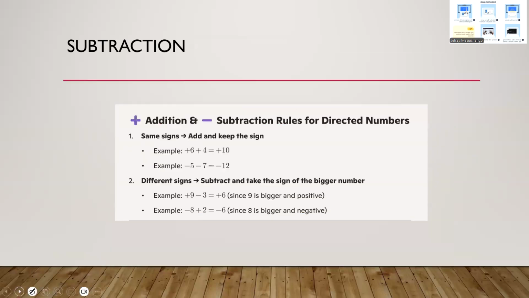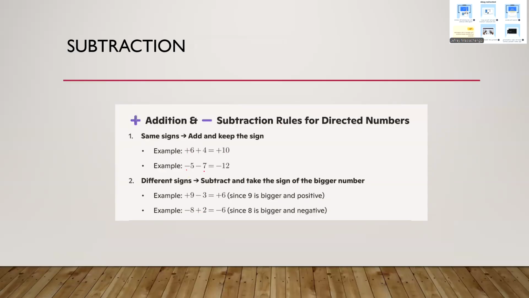I don't want to make it long. I want to see how we subtract, the circumstances where we subtract. This is just a summary of what we did in the previous slide. Plus 6 plus 4, what do you get? We get plus 10. Signs are the same. We add the two numbers, we maintain the sign. Look at this one. Minus 5 minus 7, what do you get?